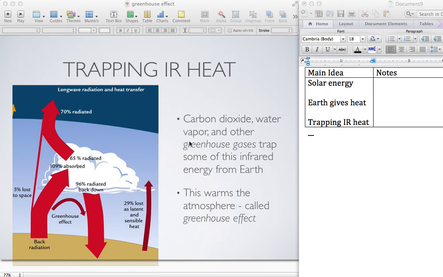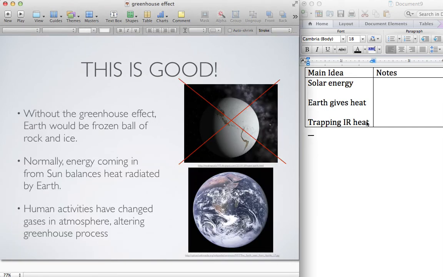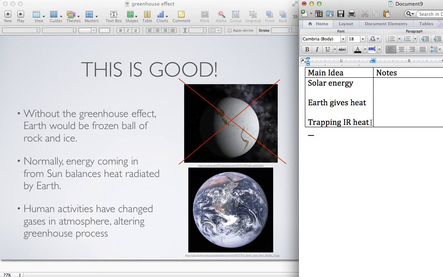Right? This trapping of the Earth's heat by these greenhouse gases warms up our atmosphere, and we call that the greenhouse effect. And this is a good thing, right? Without the greenhouse effect, the Earth would be a frozen ball of rock and ice. Right? Temperatures would be well below negative 200 degrees, right? And so the Earth would be really cold.